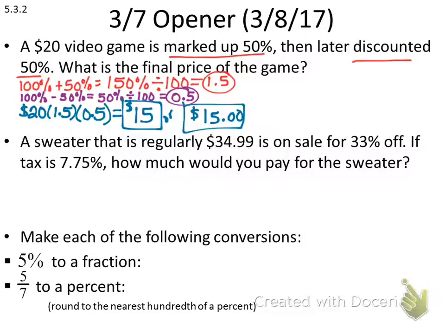So how many multipliers am I going to end up with? 2. You're going to end up with 2 multipliers. So we're going to start at 100%. So my first increase is what? So 33%. Because they marked the sweater.